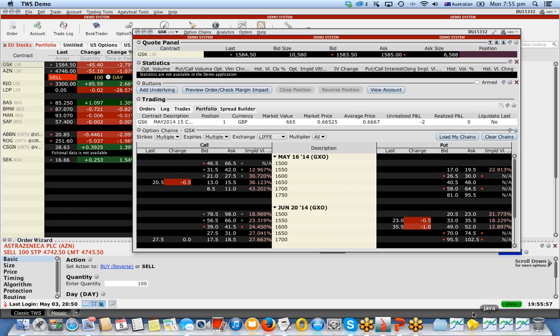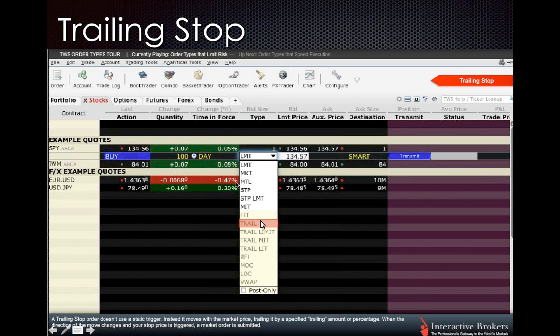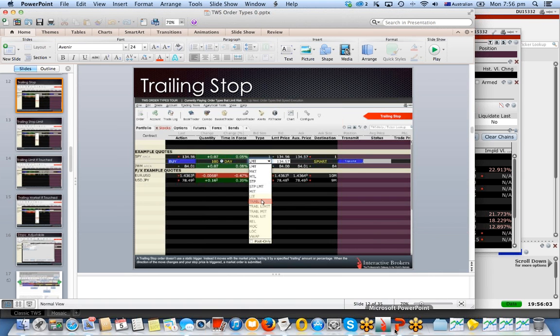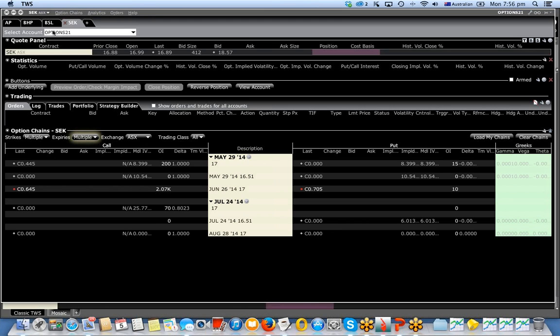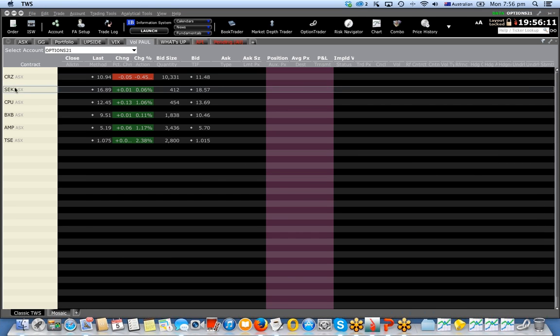And again, let me come back to the list which we discussed today, bearing in mind that it's only thoughts. What we've got: CRZ, which is cars. We've got Seek, Computer Share, BXB, AMP, TSE. Okay, and you can trade them as you wish. I'll just show you a few examples of how you trade.